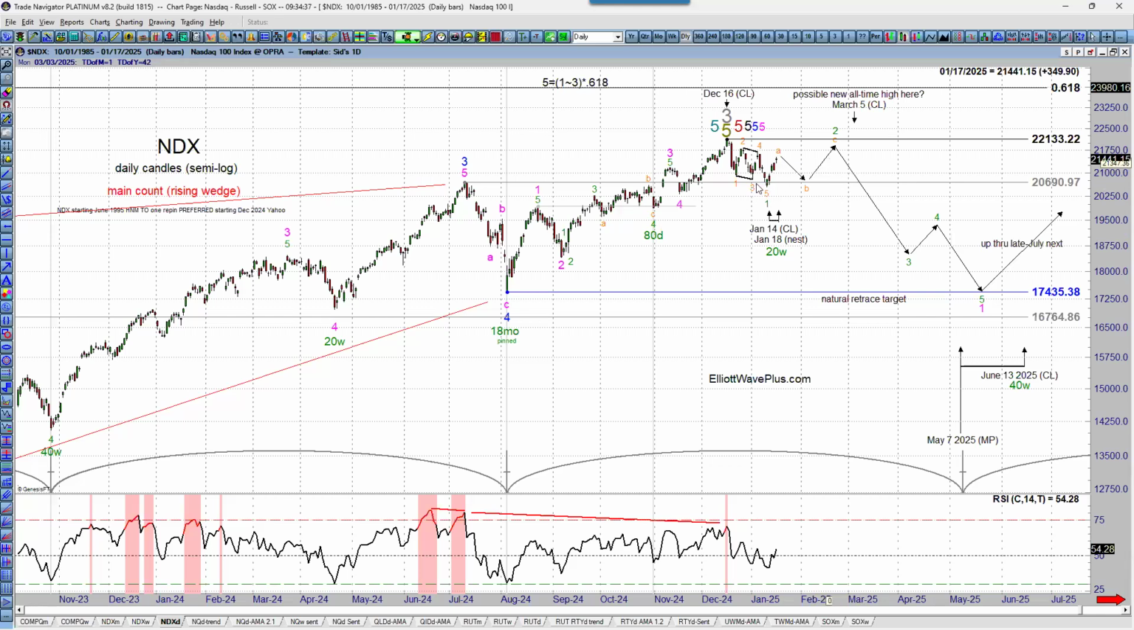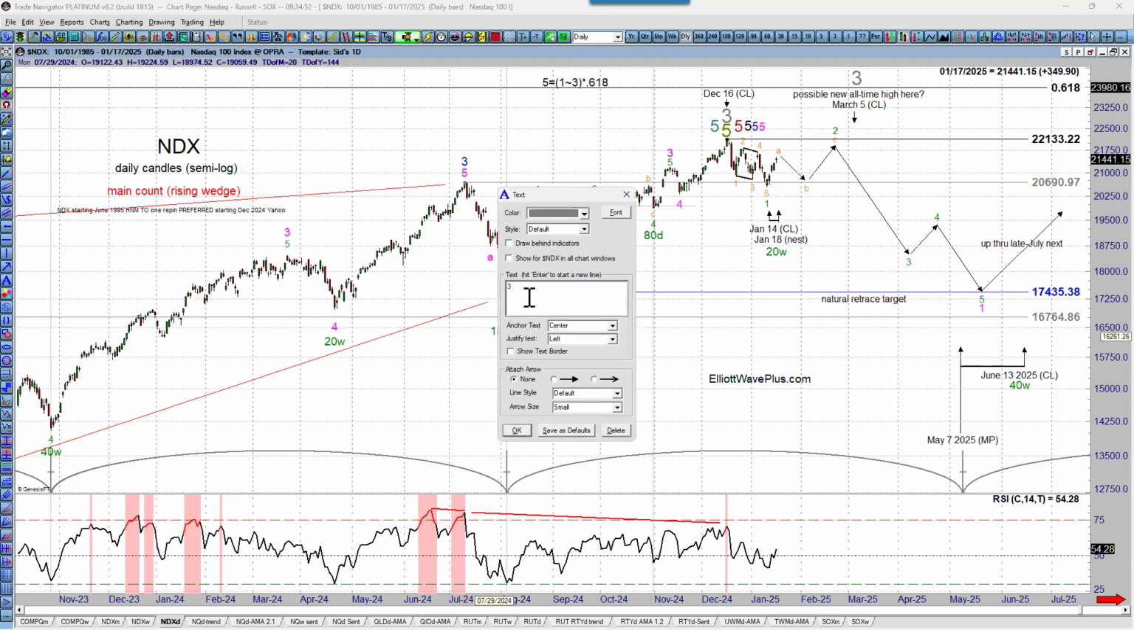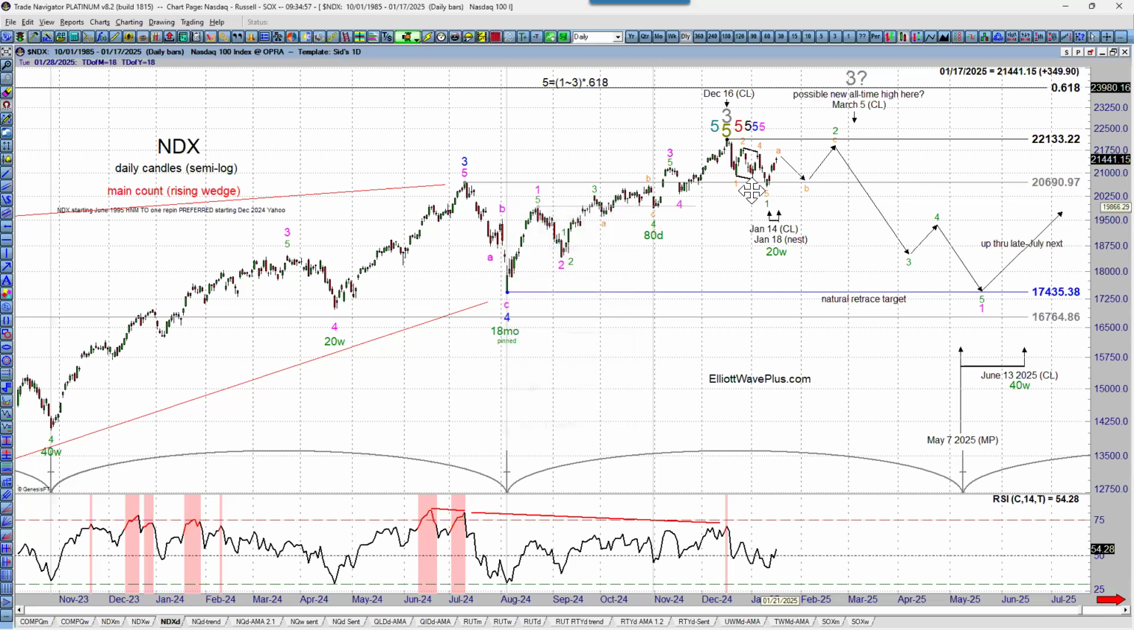And I will represent to you that the composite lines suggest, and the reason I put this possible new all-time high here, that this move up out of this 20-week cycle trough will, in fact, make a new all-time high by the time we get to March. And leading diagonals like this don't really inspire a ton of confidence that the top is in. So we'll have to see.